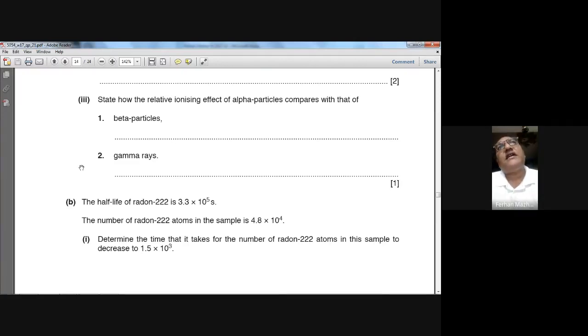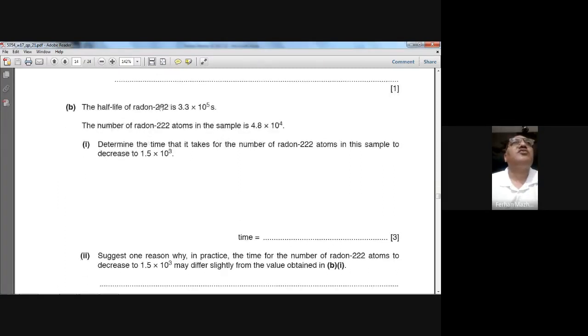The alpha particles are more ionizing. They have stronger ionizing power as compared to beta particles. And alpha particles also have more ionizing effect as compared to gamma rays. The next question is, the half-life of radon 222 is 3.3 × 10^5 seconds. The number of radon 222 atoms in the sample is 4.8 × 10^4. Determine the time it takes for the number of radon 222 atoms in this sample to decrease to 1.5 × 10^3.